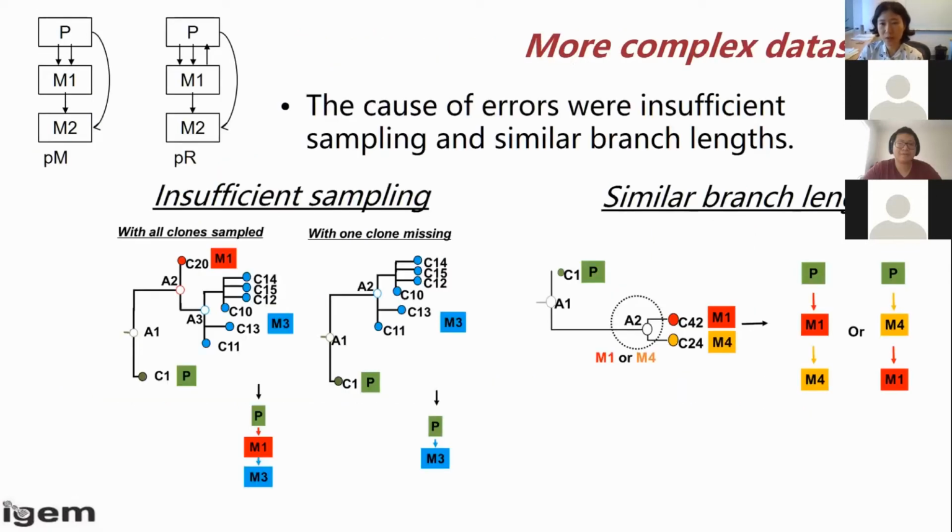Similarly, Pathfinder performed very well on the other datasets with these seeding types. And we found that Pathfinder didn't produce perfect results only when these datasets were impossible due to insufficient sampling or similar branch lengths.